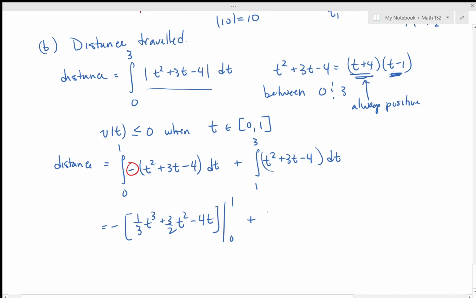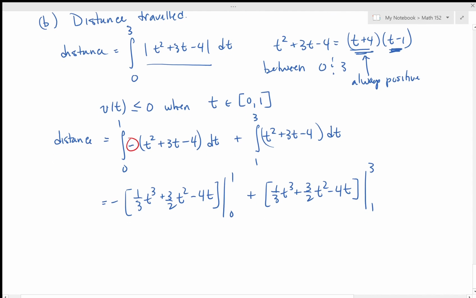And then I'm going to add to that 1/3 t cubed plus 3/2 t squared minus 4t evaluated at 1 and 3. Now it's an arithmetic problem, and I got 13 over 3 plus 21 over 2. So now we're just doing arithmetic. Make sure you can do it. Stop the video, go ahead and do it yourself. Make sure that you can do this.